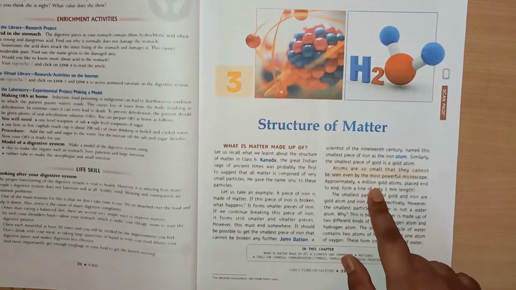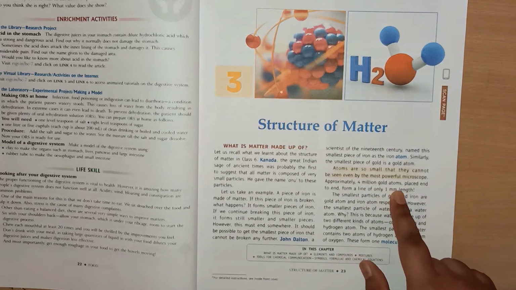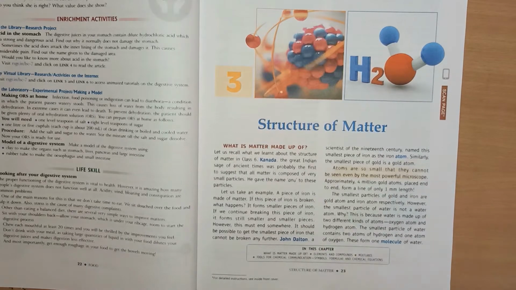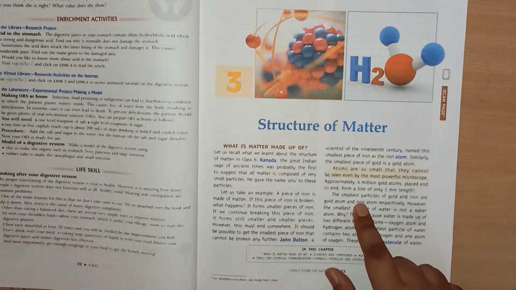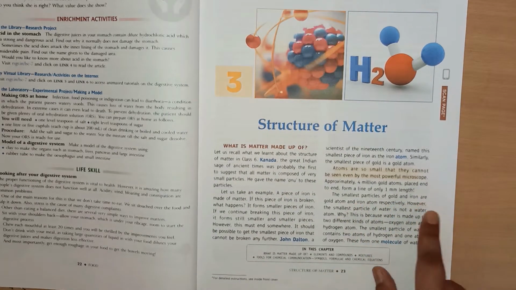Approximately 4 million gold atoms placed end to end, forming a line, form only 1 millimeter in length. So you can imagine how small these atoms are, when 4 million atoms are placed in a line, they form only 1 millimeter of length. The smallest particles of gold and iron are gold atom and iron atom respectively.